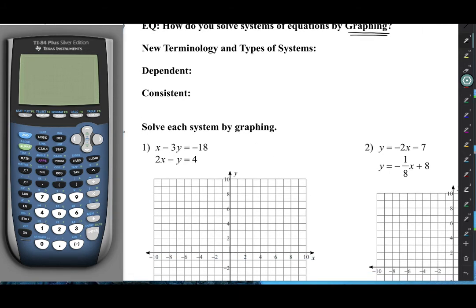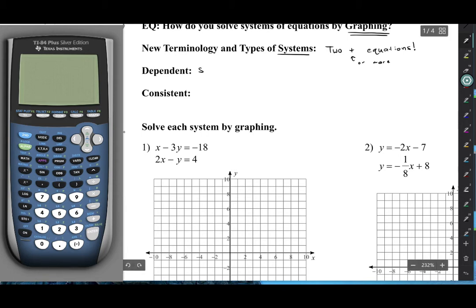So, some new terminology and types of systems. First off, a system of equations is simply two or more equations, two or more at one time. We're eventually going to solve systems of three equations, and that'll just be a blast. Can't wait for those.